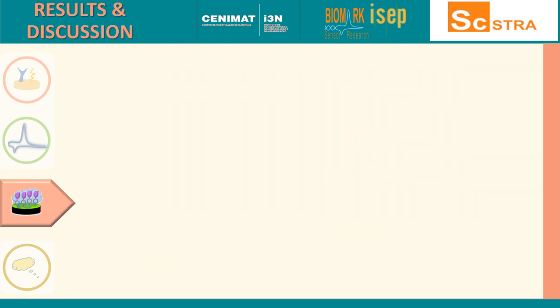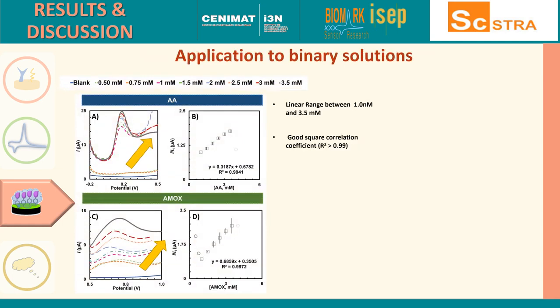Also, we test the same thing with real samples. We spiked the water from a well with two analytes, ascorbic acid and amoxicillin. When we increase the concentration of both analytes, the current increases in the well water. And it's possible to see a linear range between 1 nanomolar and 3.5 millimolar with a good correlation coefficient.